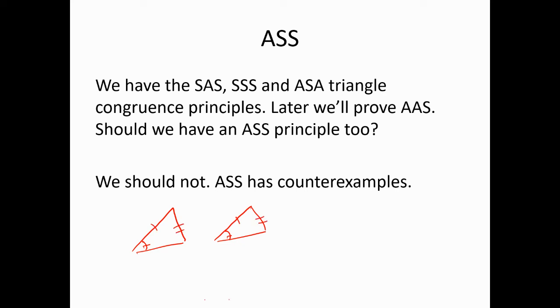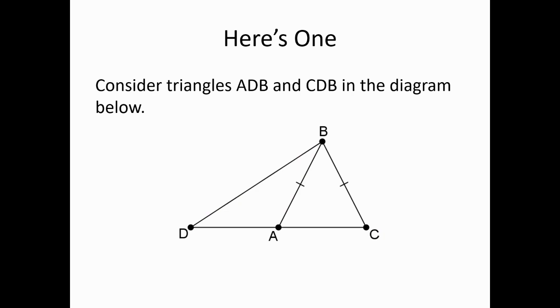And notice that the equal angles are not in between the equal sides. So this is not SAS, okay? So let's be really clear about that. That's not SAS. ASS, if it worked, would say that these triangles have to be congruent. However, ASS does not work, okay? There are counterexamples. So let me show you a counterexample to this.